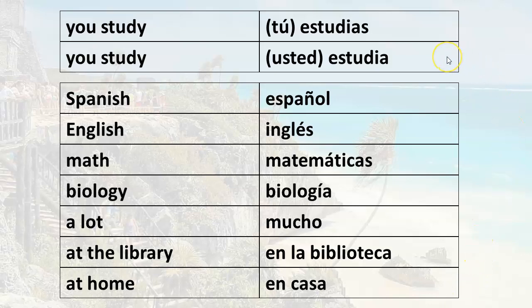Now the formal you study, usted estudia. It's more likely that you will see or hear the usted with estudia, since the form estudia is shared also with the él and ella forms of the verb. So more often than not, we'll use the usted to avoid confusion. If you just say estudia, that can mean you study, he studies, or she studies. So we use the usted for clarity.